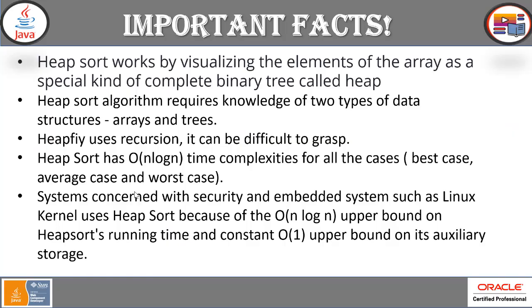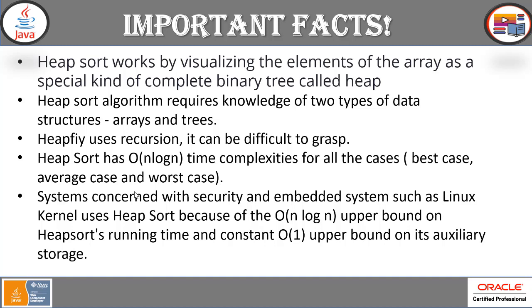Now, important facts. The heap sort algorithm works by visualizing the elements of the array as a special kind of complete binary tree called a heap. So we have seen the heap sorting algorithm can be presented in two types of data structure, tree and array. When we put the elements of the array in binary form, that goes into a heap, which is called the complete binary tree.